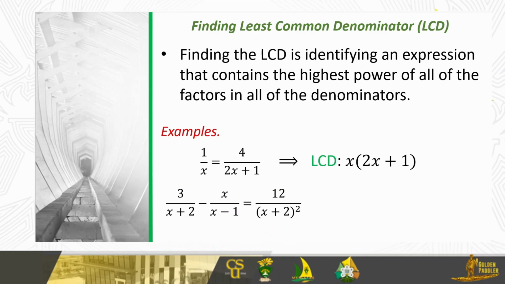Another example, note that we have a common factor on the left-hand side and on the right-hand side. So the LCD is the product involving the square of x plus 2, because for this common factor x plus 2, we will take in the LCD the highest power. So we have x plus 2 squared. And the other factor, x minus 1. So we have this LCD as the product of these two factors.